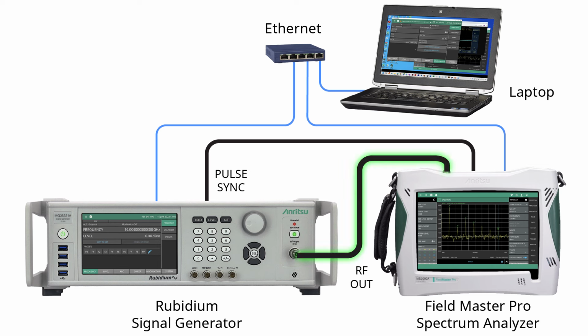In this setup, the RF output of the Rubidium signal generator is connected to an MS2090A Anritsu handheld spectrum analyzer. I have also connected Rubidium's pulse sync output to the external sweep trigger input of the MS2090A. Rubidium's pulse sync output generates a TTL sync at the start of each pulse period. Ethernet ports of Rubidium and MS2090A are connected to my laptop through an Ethernet switch. This enables me to run remote GUIs for each instrument on the laptop so that I can control and configure Rubidium and observe its RF output spectrum on the laptop.